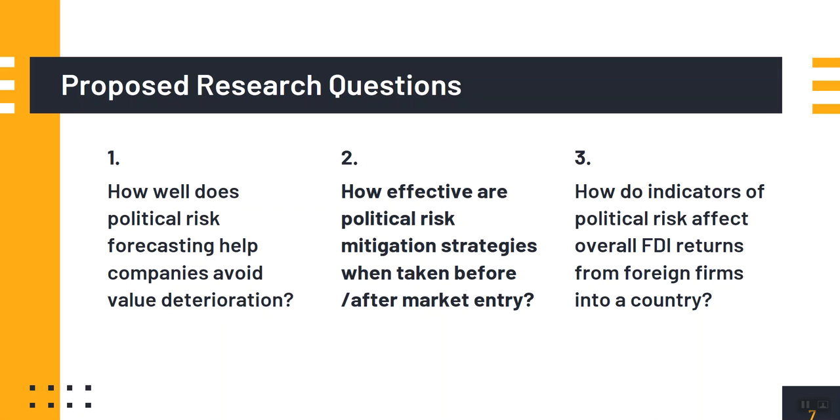Of course, none of them are set in stone, and I would love all feedback regarding them. The first is, how well does political risk forecasting help companies avoid value deterioration? Second is, how effective are political risk mitigation strategies when taken before or after market entry? And the third is how indicators of political risk affect overall FDI returns from foreign firms into a country. That offers a little bit more of a direct measurement within the proposed research question themselves.